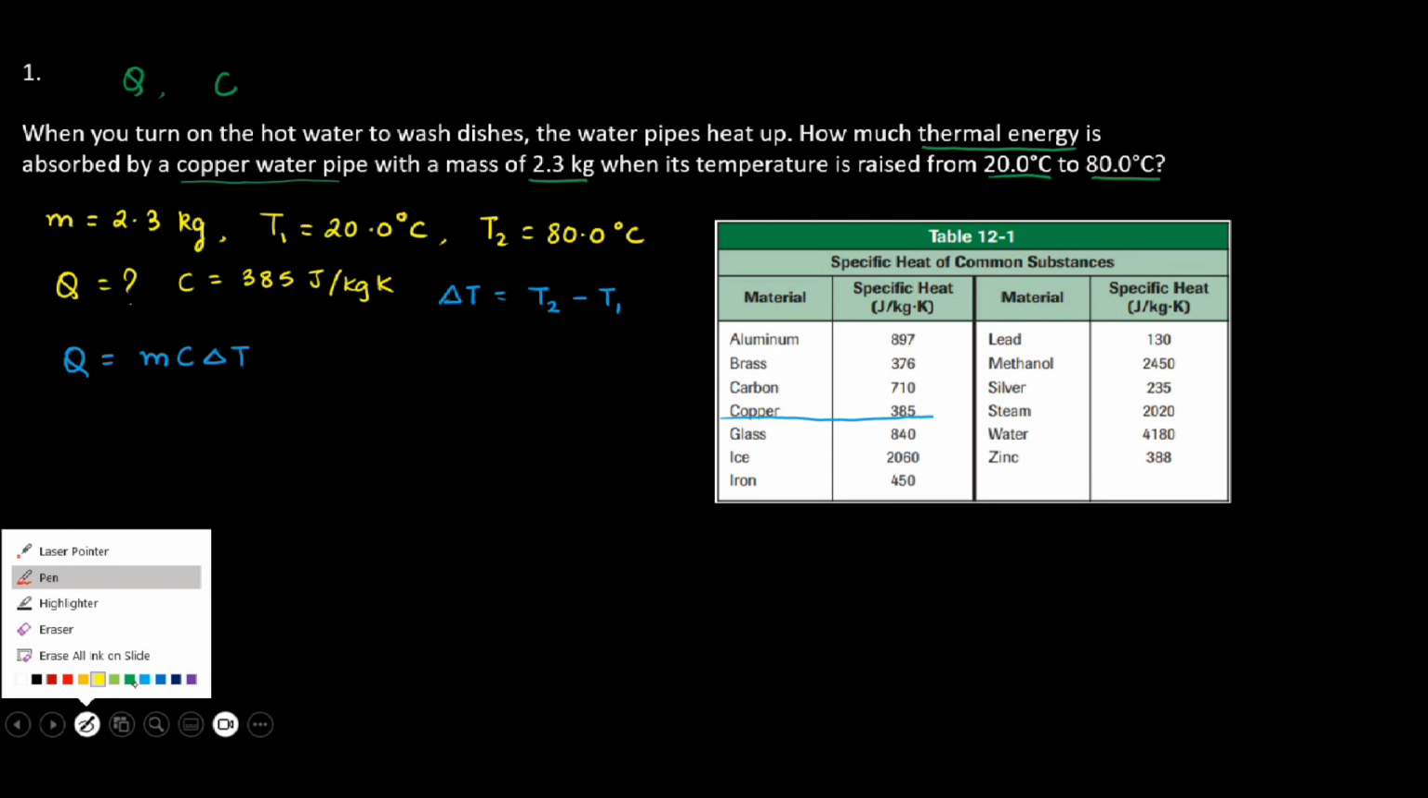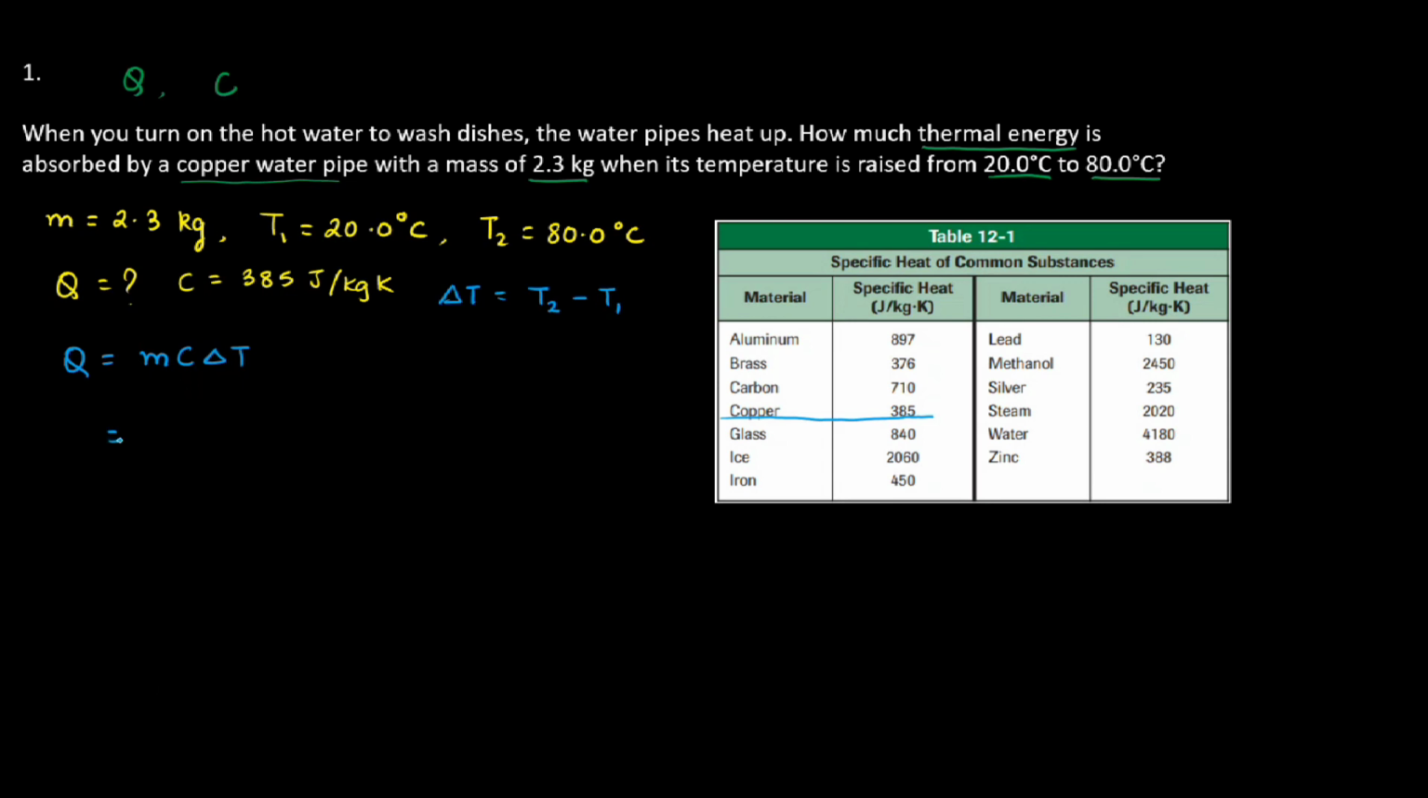Now substitute in your expression for Q. Mass of copper is 2.3. Specific heat capacity is 385. Change in temperature, final minus initial, so 80 minus 20. That will give me the thermal energy absorbed by copper as 53130 joule, which I can write as equivalent to 5.3 times 10 to the power 4 joule.